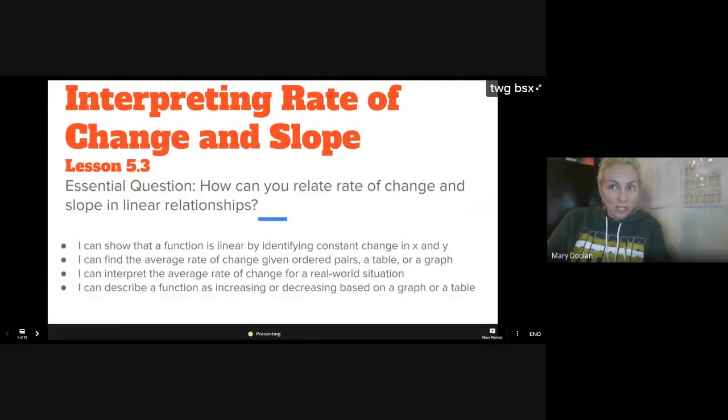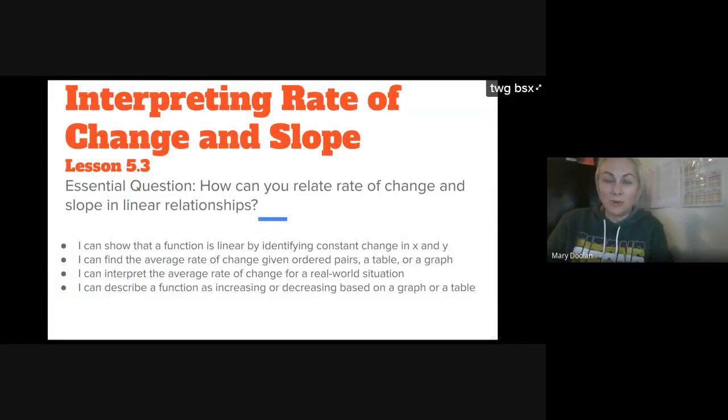Interpreting rate of change and slope. This is lesson 5.3 from your text. Your EQ: how can you relate rate of change and slope in linear relationships? We have 4 I can statements that are covered in this lesson.